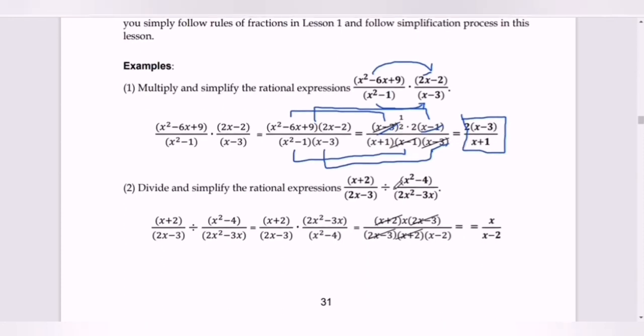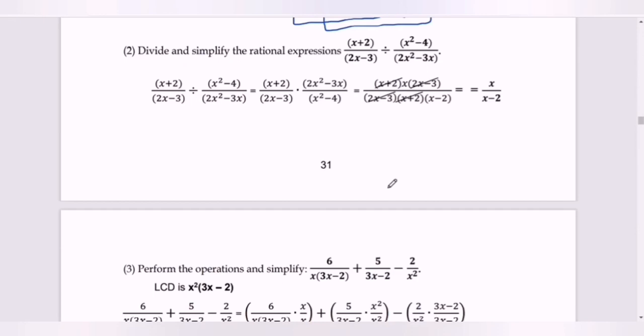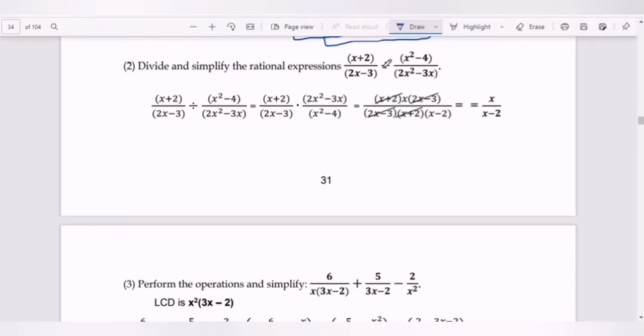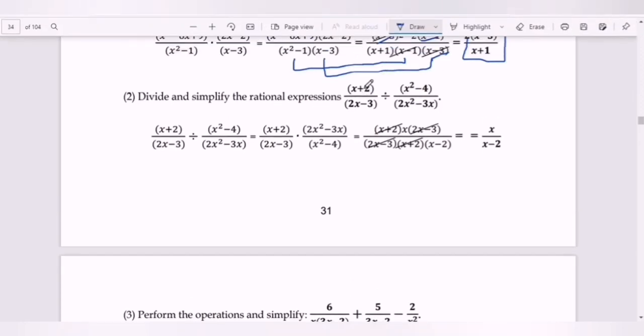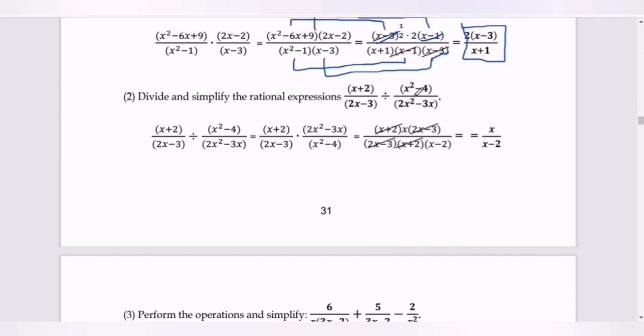So for our next example, we are going to use the division, and our goal is to divide and simplify the rational expressions, where the first expression is x plus 2 divided by 2x minus 3, divided by x squared minus 4 over 2x squared minus 3x. So again, we are going to divide first these expressions and then simplify them.